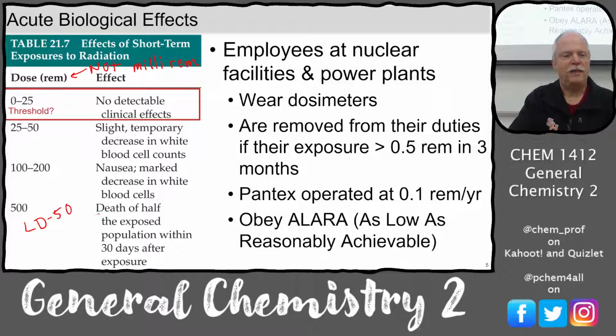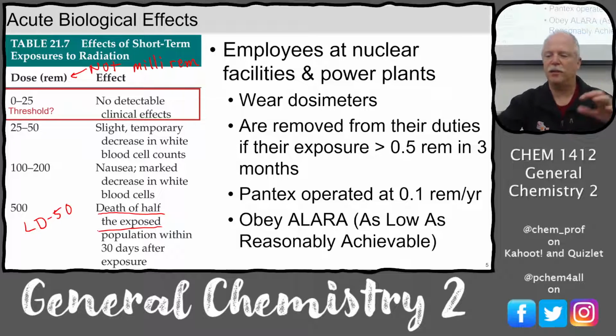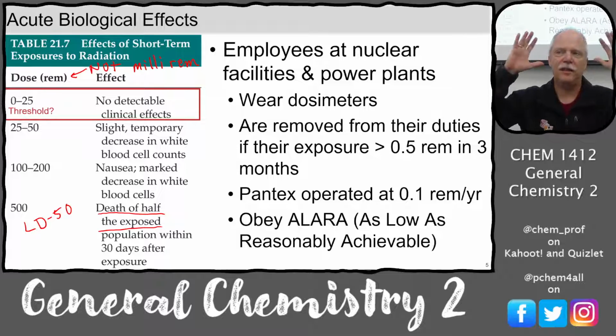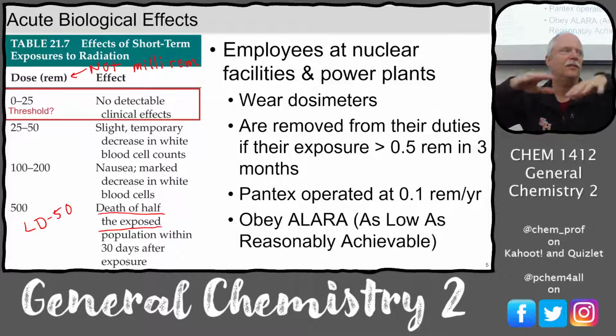So LD50 means death of half the exposed population. It's a statistical term, so that's the level at which we expect half of the exposed population to die. So if this classroom was hit with 500 rem, statistically we would expect half the class to die. Okay. So if you get above that, your chances are really going down fast.